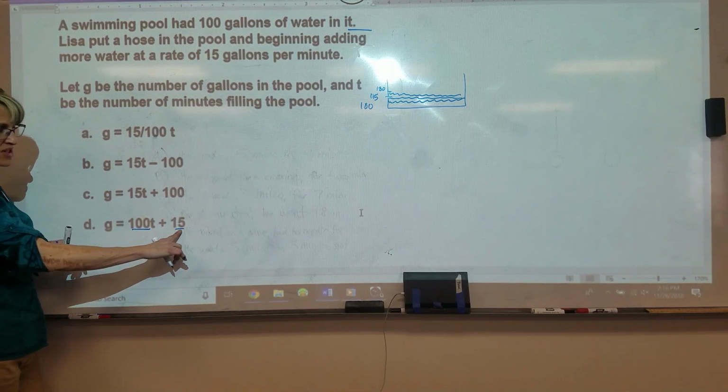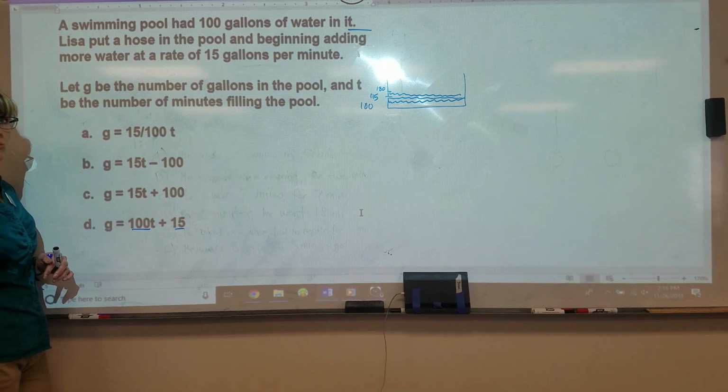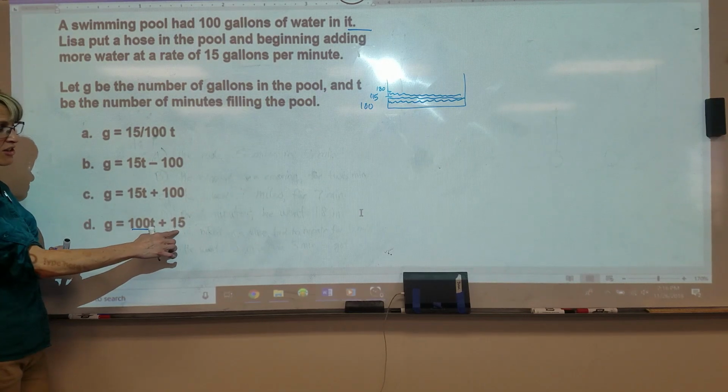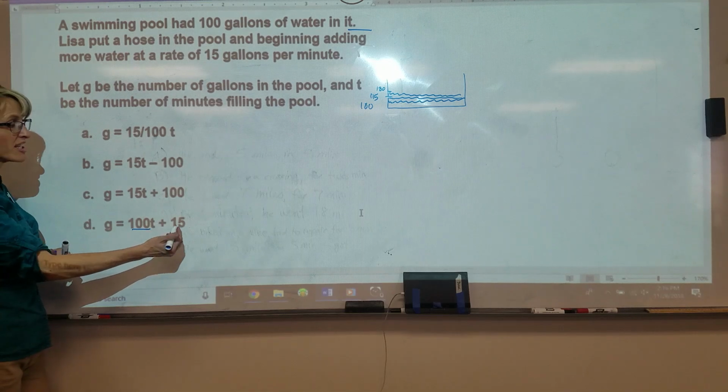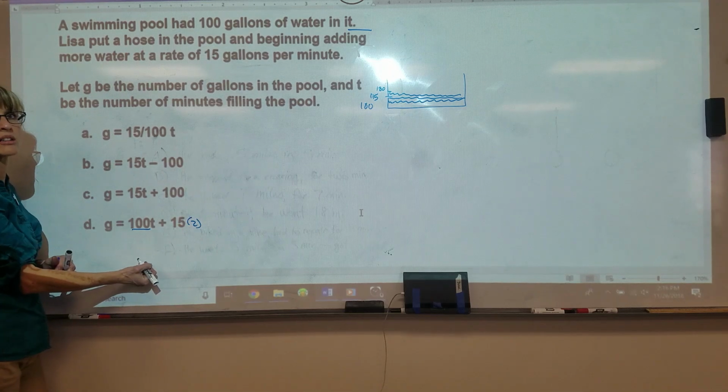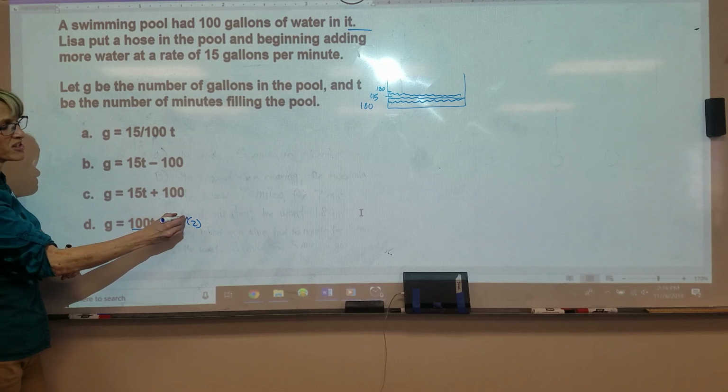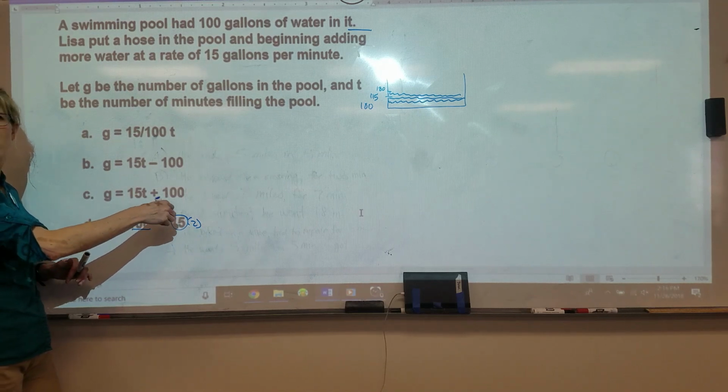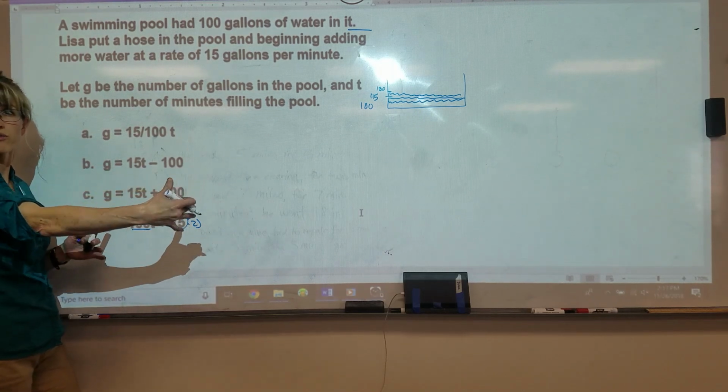However, this 15 is going to stay 15 no matter how many minutes I am holding the hose on. In other words, I'm never going to get the 30. I wouldn't get a 30 out of this. If I times it by 2, I could get a 30. So I feel like because this is a rate, I'm going to need to be making this 15 turn into 30, then turn into 45.